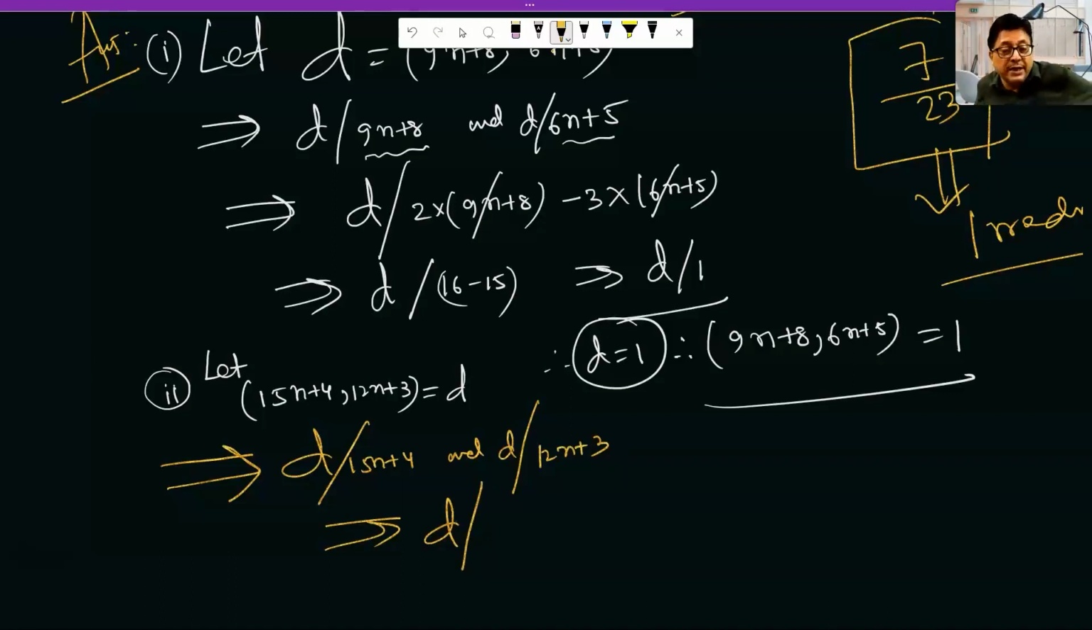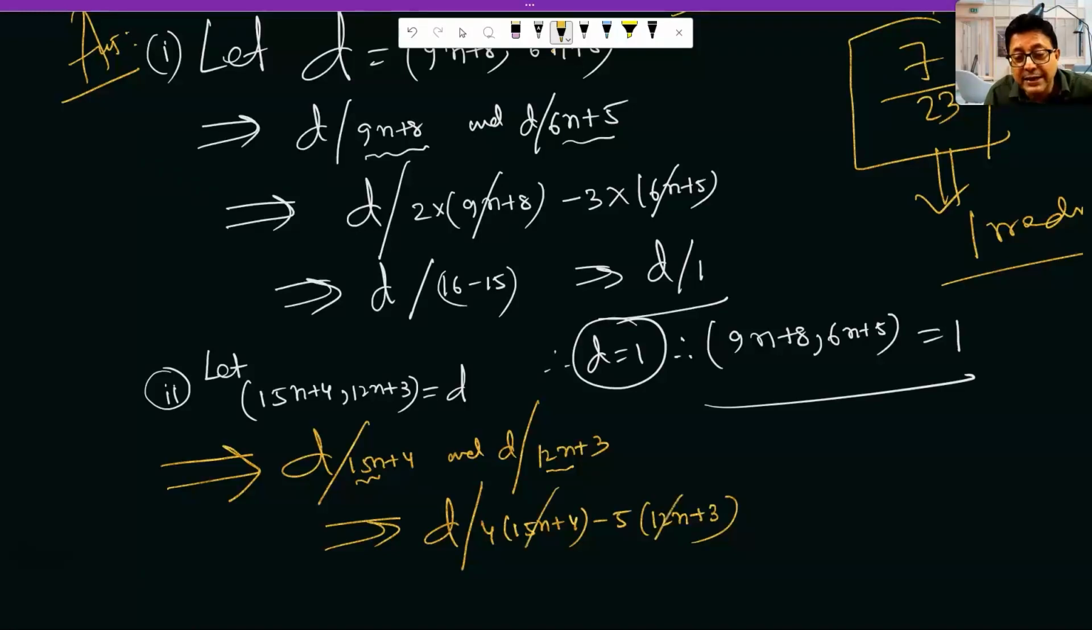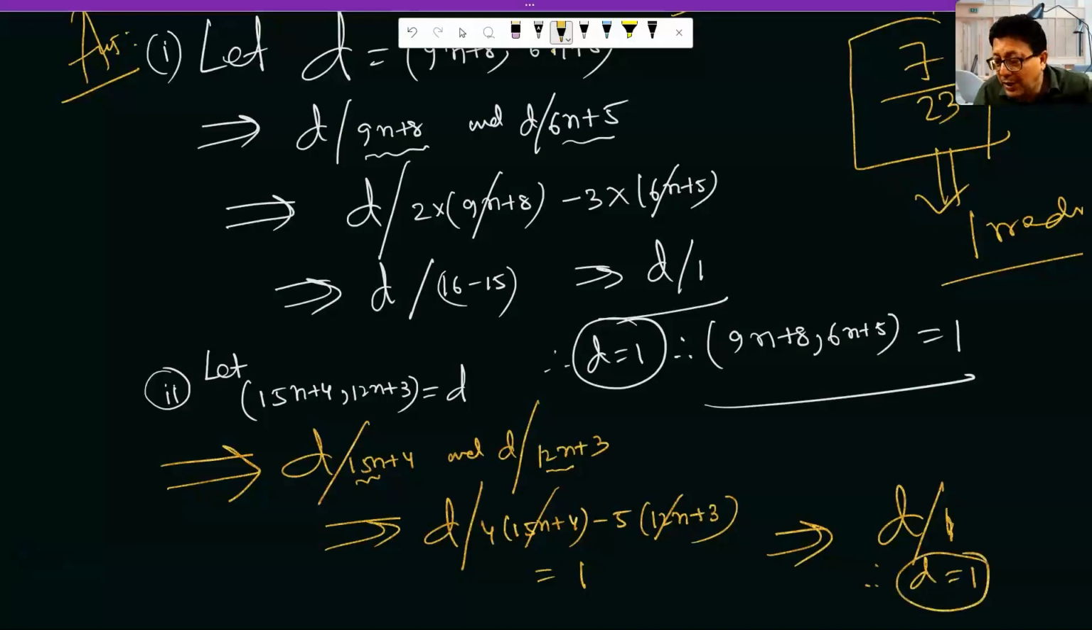My aim is to eliminate n. How can I do it? Multiply this by 4, this by 5, so 60n gets cancelled. So 4 into (15n plus 4) minus 5 into (12n plus 3). These two get cancelled. 16 minus 15 is 1. So D divides 1. Therefore, D is equal to 1.